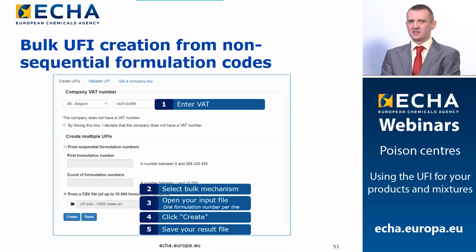There is also the possibility to generate multiple UFIs for non-sequential formulation numbers. In this case, at step 3, you will need to provide a CSV file containing formulation numbers. As an output, you will receive back your CSV file with all the UFIs.